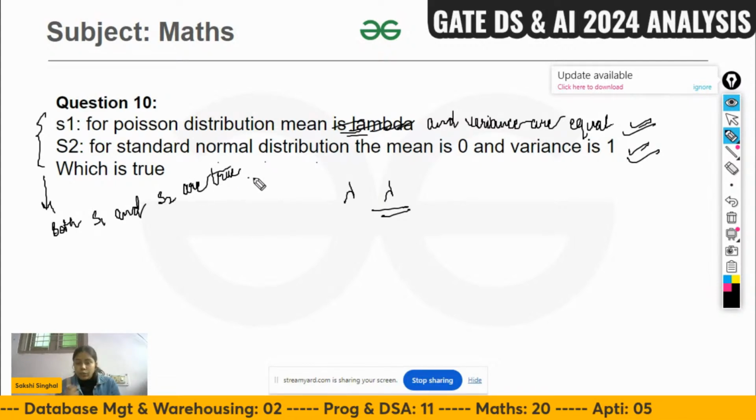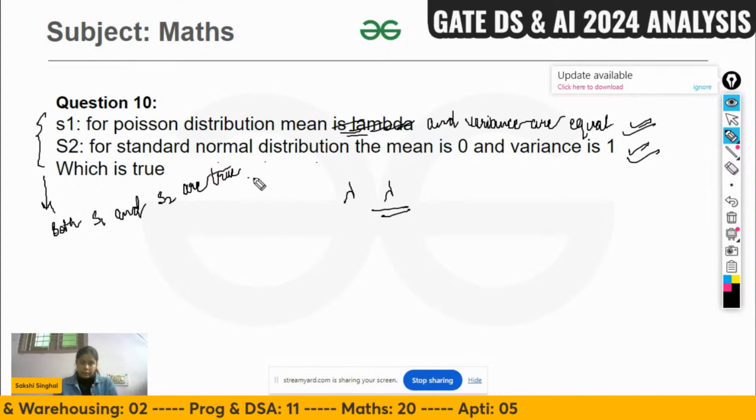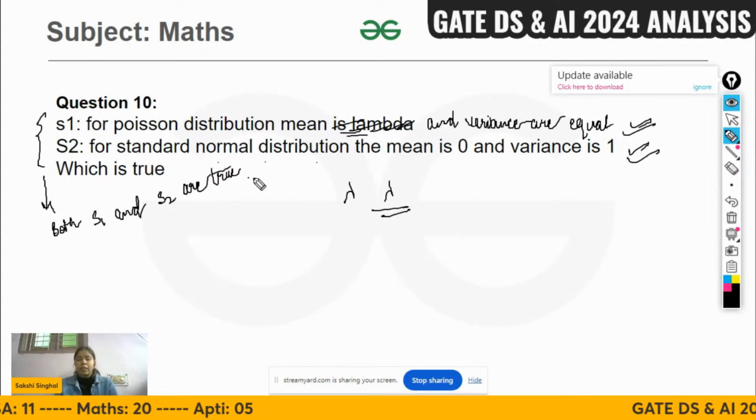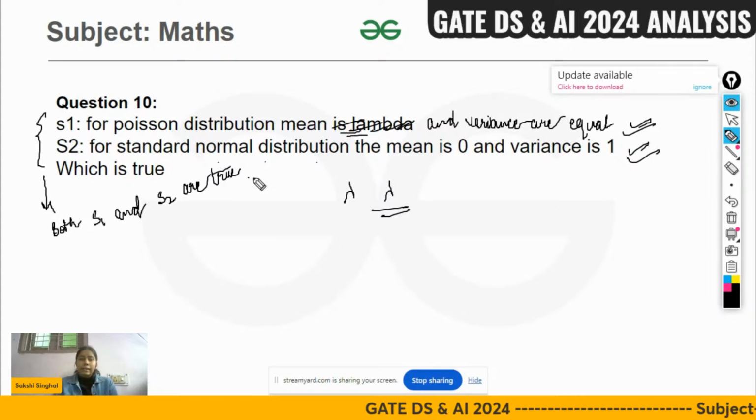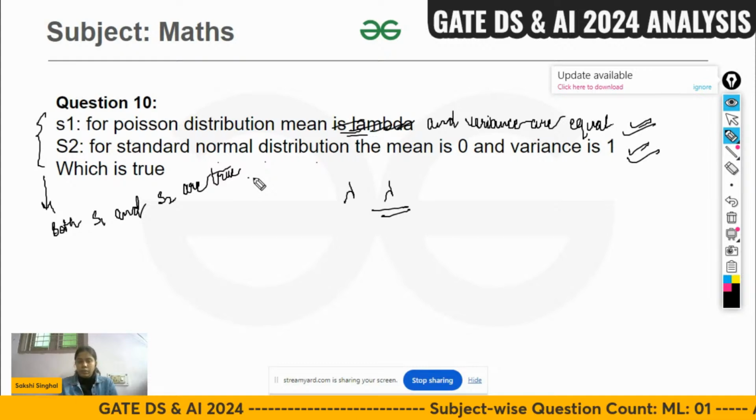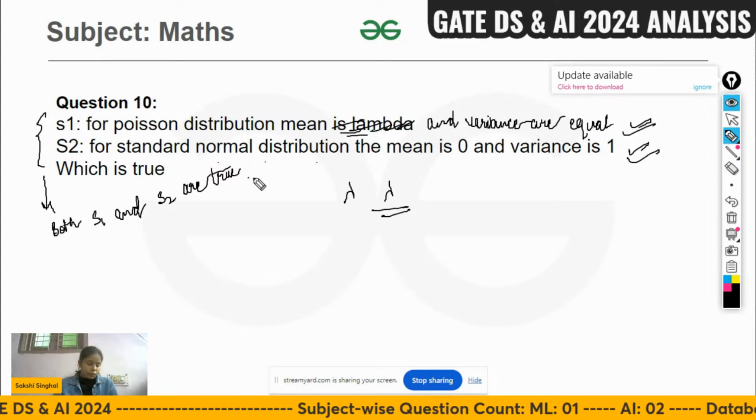right? So guys, if you remember the mean and variance for all the distributions, then this question is easily solvable for you. And I'll tell you one more question which you can easily solve if you remember the mean and variance of distributions.